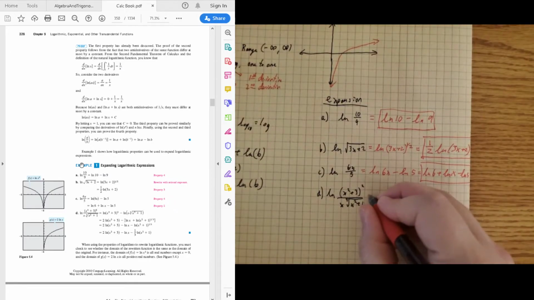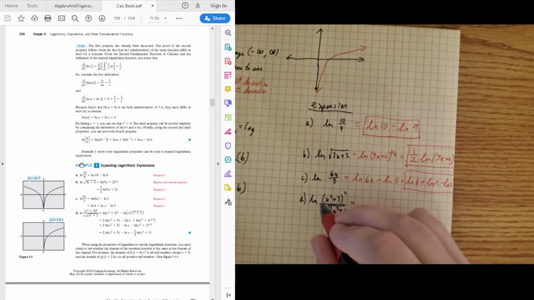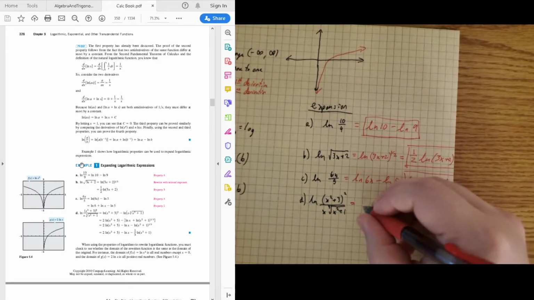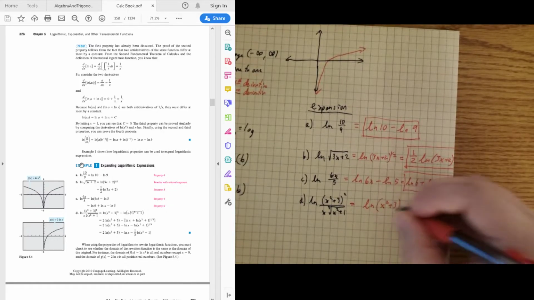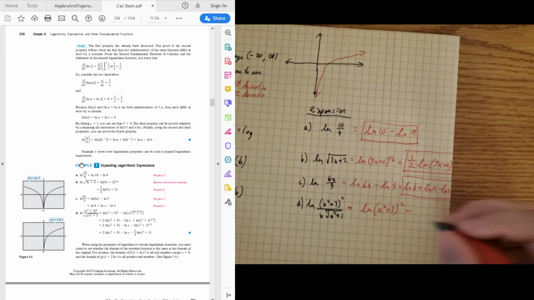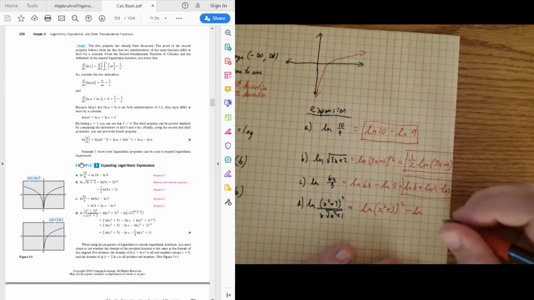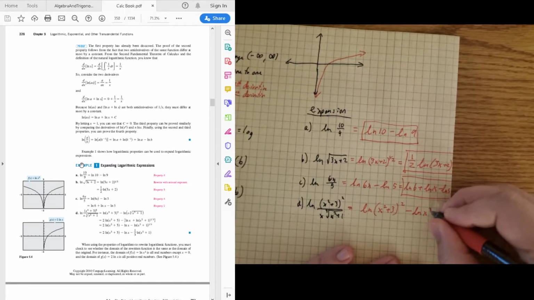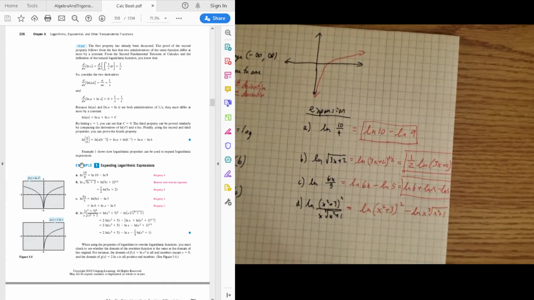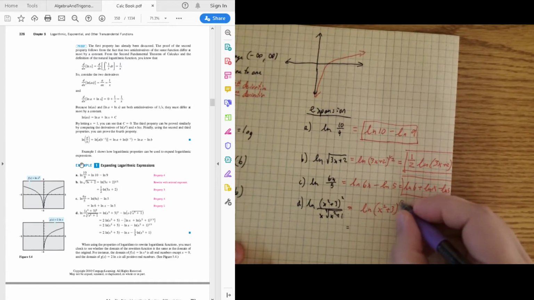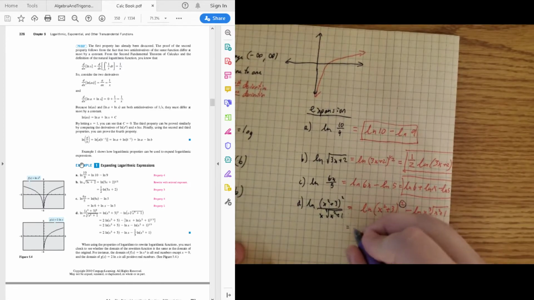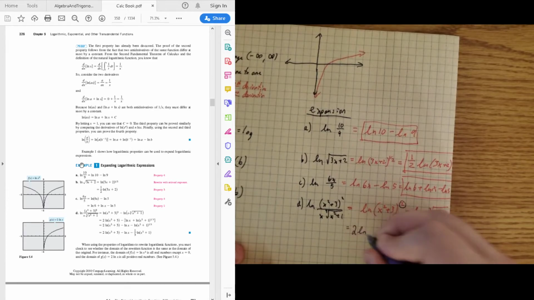All right, d, the hardest problem we have. I'm going to start by splitting this using division. This is going to become ln of (x squared plus 3) squared minus ln of x times the cube root of x squared plus 1. Now, there's still more operations that I can do. For example, I have a power being applied to everything, so I can move that power up front: 2 ln of x squared plus 3.